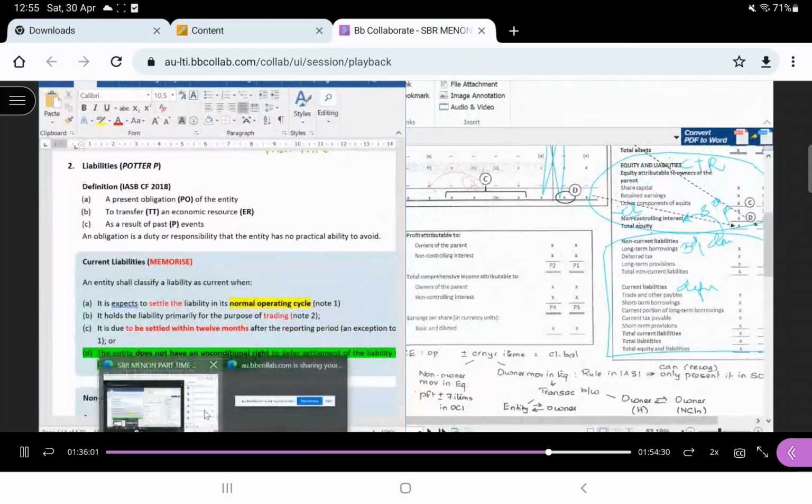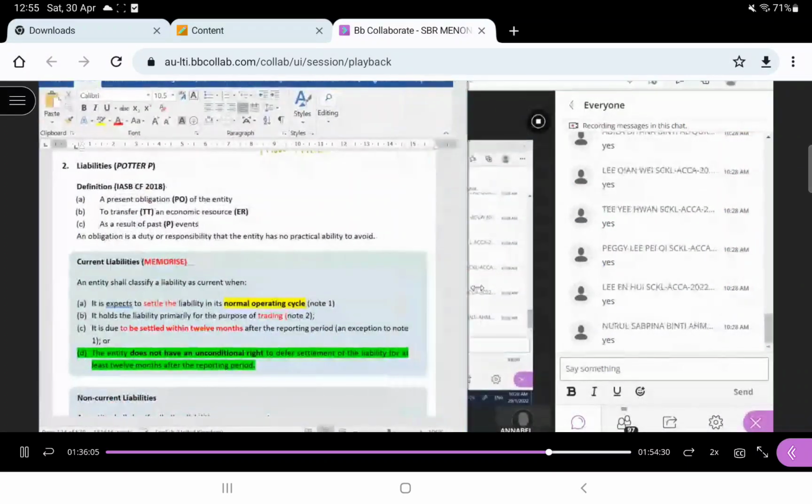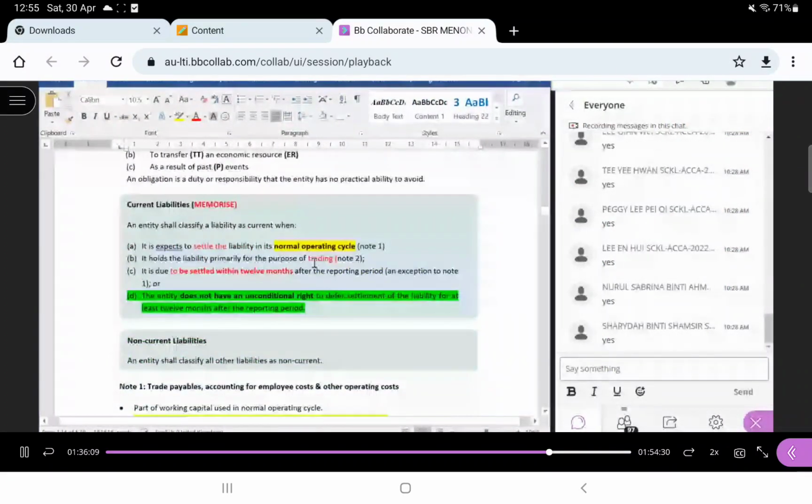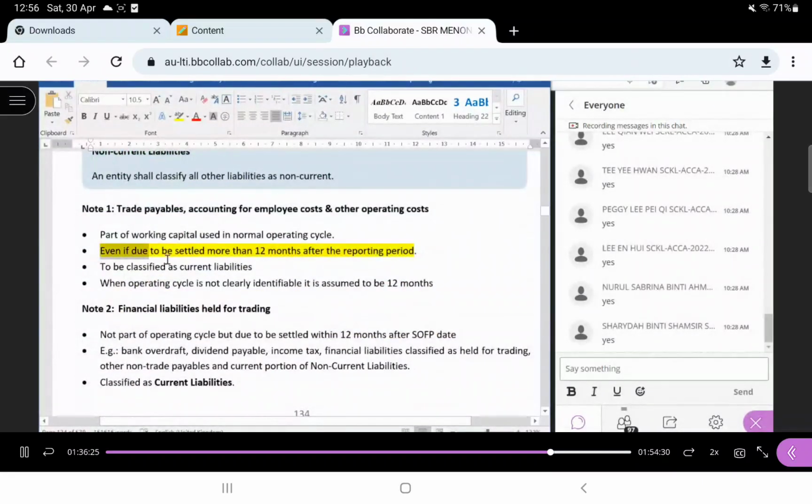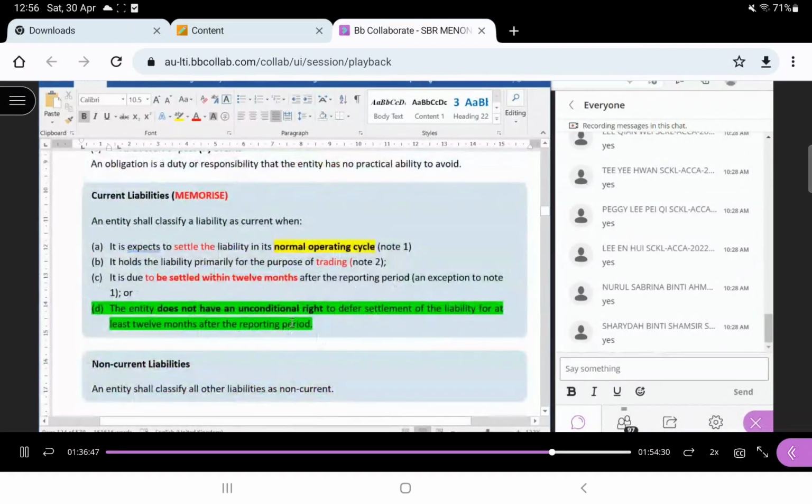Come, let's look at the liability definition. You're free to write with me. Okay, tell me. An entity shall classify a liability as current when it expects to settle the liability within its normal operating cycle. Read note 1. Normal operating cycle, even if it is due to be settled after 12 months, as long as it is part of the normal operating cycle. But as I said, if it's misleading or material, disclose it. Are we clear? You must memorize this.